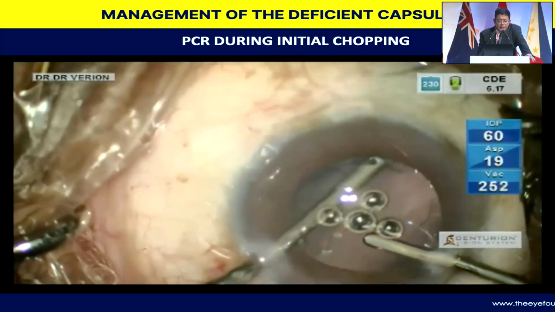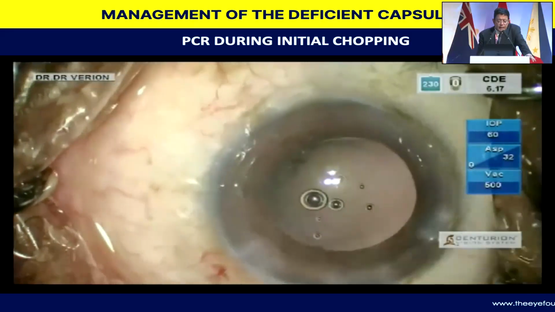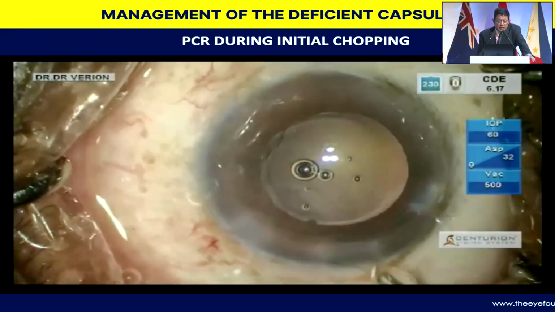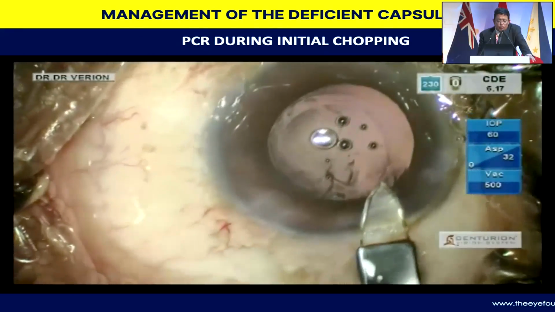Invariably in these cases there could be some lens droppings, and at the end of a week I would always have my vitreoretinal colleague examine these patients to take care of it in case it's necessary surgically, or follow them up closely.